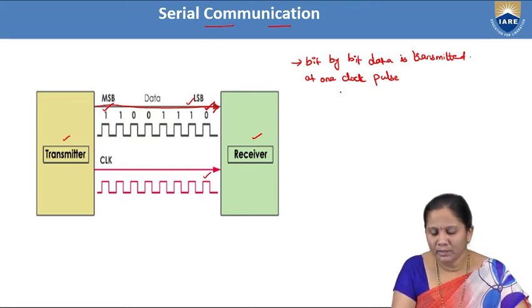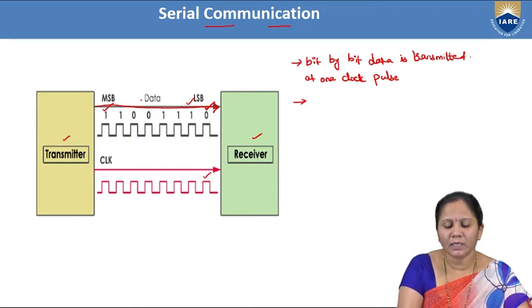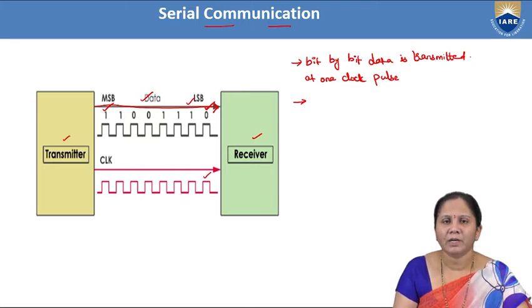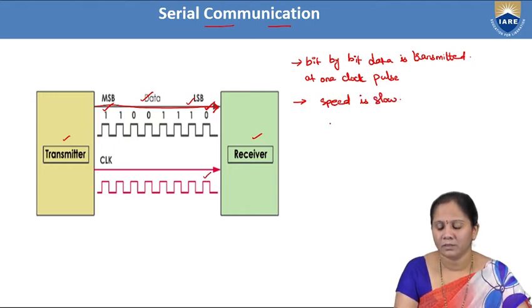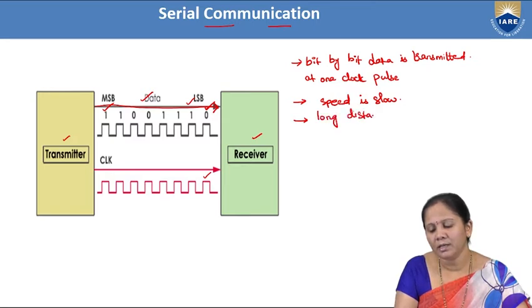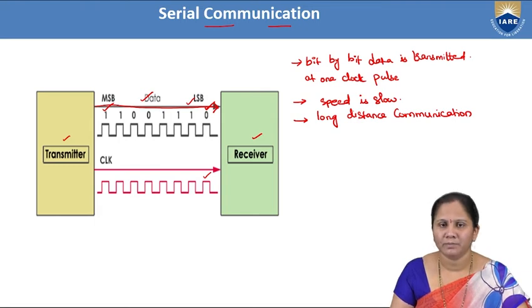Since there is only a single wire, in order to transmit the complete data bit by bit from transmitter to receiver, the speed will be low, because only a single wire is present in between. So that is why we say the speed is slow. And next, it supports long distance communication. Serial communication is preferred for longer distance communication.